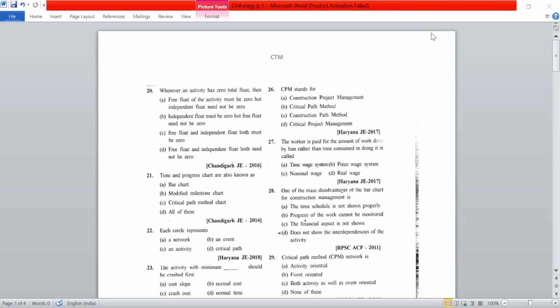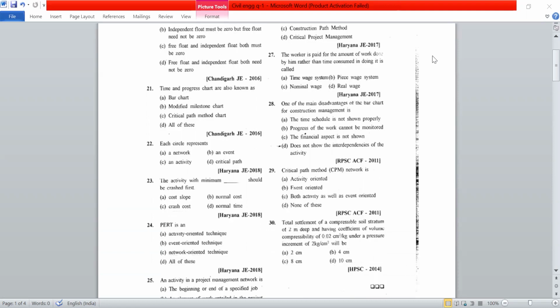So whenever an activity has zero total float, then the right answer is free float and independent float. Both must be zero. Time and progress chart are also known as all of this. Each circle represents an event. The activity with the minimum cost slope should be crashed first.